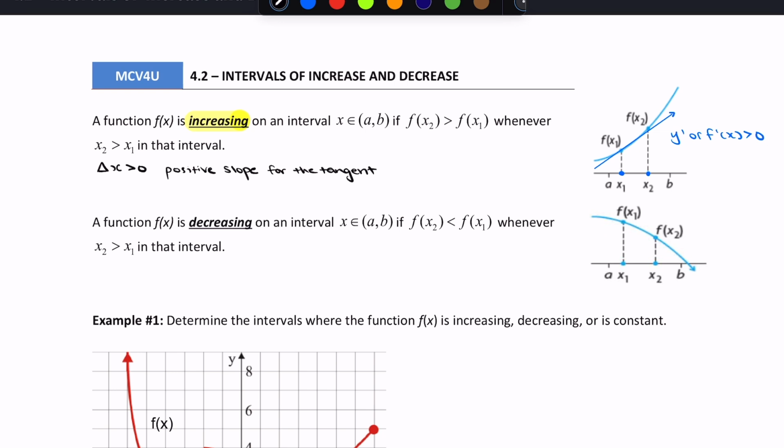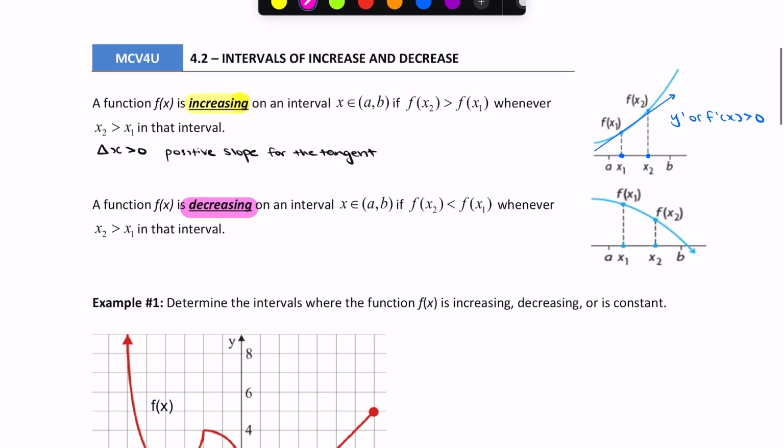Here we see that a function f of x is decreasing on an interval if x is an element of these 2 points, a and b, if the function at point x2 is less than the function at x1 whenever x2 is greater than x1 in that interval. So we see that again at 2 points, x1 and x2, the function at point x2 is less than the function at point x1.